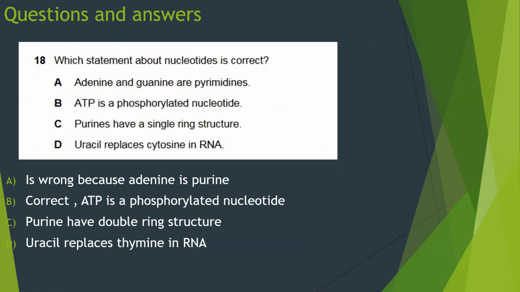So which statement about nucleotides is correct? Adenine and guanine are pyrimidines. ATP is a phosphorylated nucleotide. Purines have single ring structure. Uracil replaces cytosine in RNA. Let's look at these options. Adenine and guanine are pyrimidines? Absolutely not, because adenine and guanine are both purines. So option A is wrong. ATP is a phosphorylated nucleotide. That is correct. But let's look at C and D as well. Purines have single ring structure? No, they have double ring structures. And uracil replaces cytosine in RNA? No, it doesn't, because uracil replaces thymine in RNA, because uracil needs to bind to adenine.